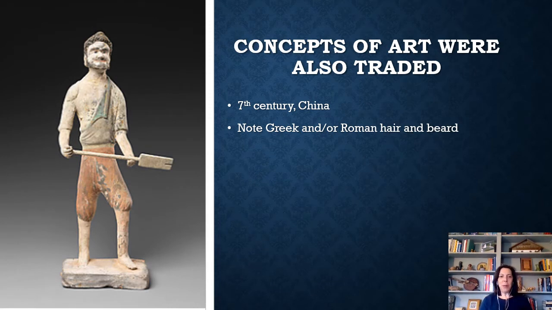This is another example. This is a statue of a worker from 7th century China. And take a look at his face. If you go to the Greek and Roman galleries, that face completely aligns with the Greco-Roman features that you see in a lot of the sculptures and paintings there. So again, this was clearly another exchange along those Silk Roads of seeing some Greek and Roman traders and kind of merging that concept into the Chinese art forms.